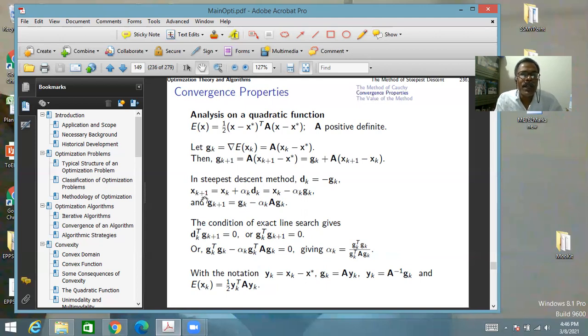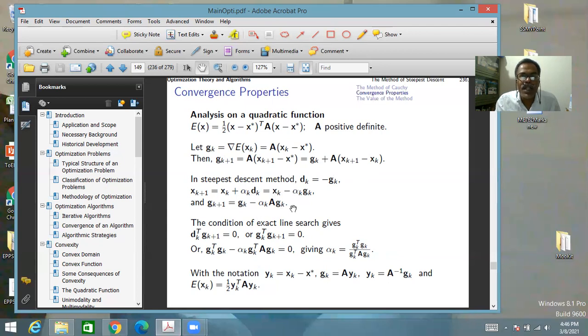Now, so xk plus 1 is this, which is xk minus alpha k gk. Okay. In place of dk, you have put minus gk. And then here xk plus 1 minus xk, you see, that is minus alpha k gk. So put here minus alpha k gk. Then gk plus 1 is gk plus A times minus alpha k gk.